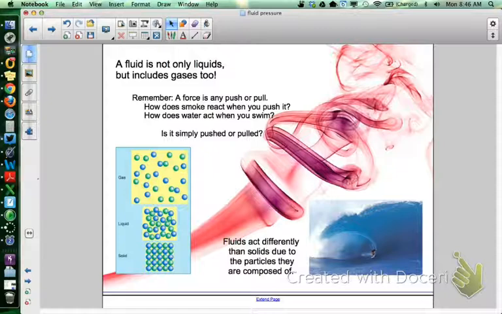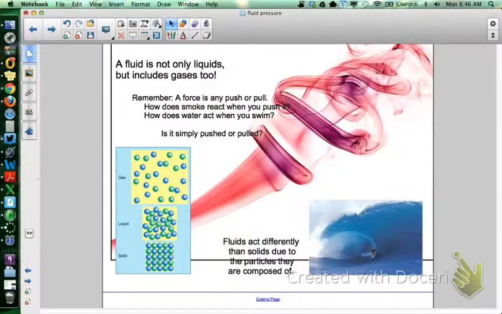push or a pull. You might have done this before where you see smoke from a fire and you're trying to swat at it. Where does the smoke go? It goes in all these crazy directions, away from your hand. Think about how water acts when you swim. It doesn't go exactly where you push, but it goes around your hand as well as with you. They're just flowing around you, and you get that idea also with wings.